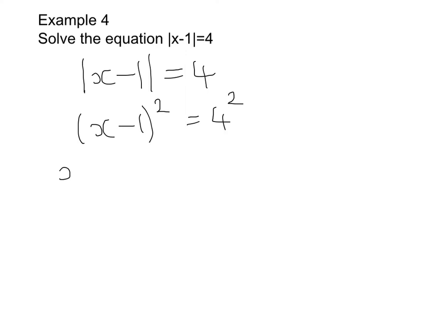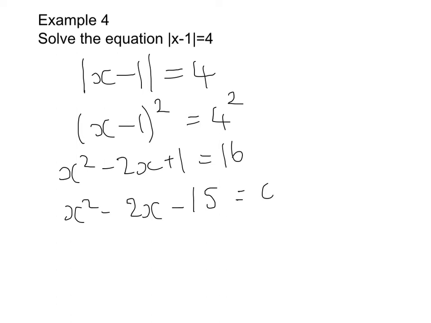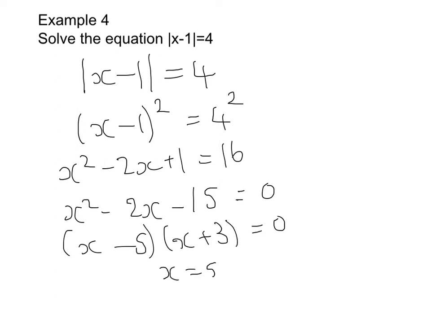So if you expand your brackets and bring over your 16 and factorise it and solve it, you're going to get that x equals 5 or x equals negative 3. Now the reason that there are two solutions, even though it's not a quadratic originally, and that might be a bit confusing, is because the modulus could be the positive or the negative.